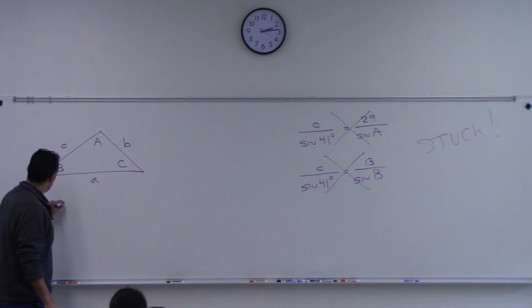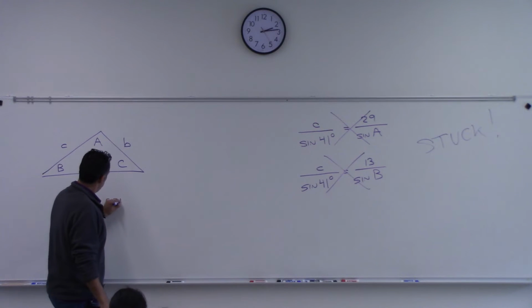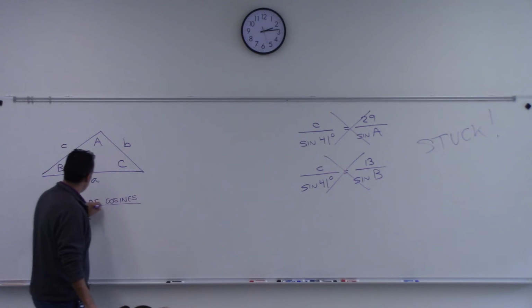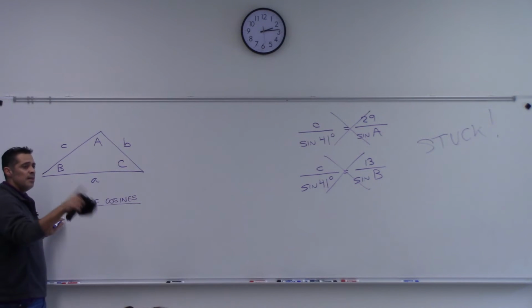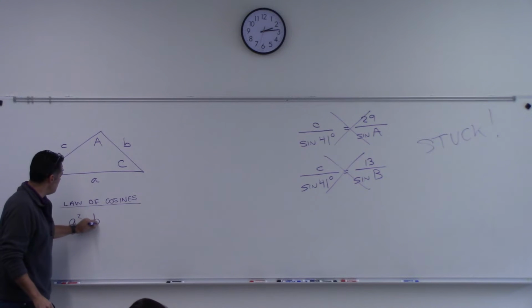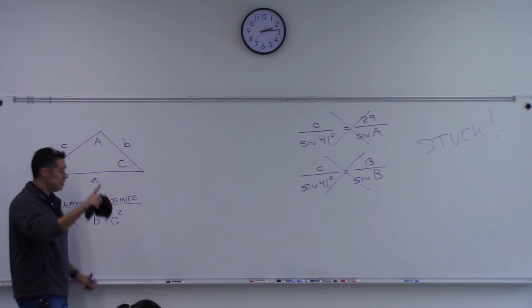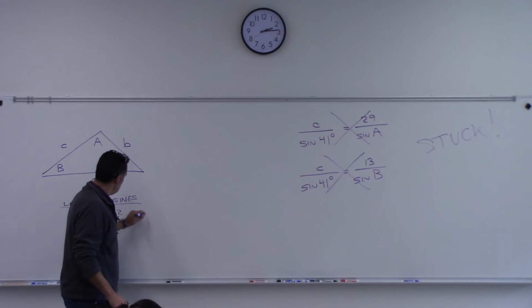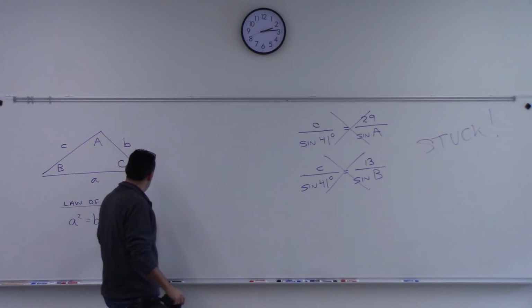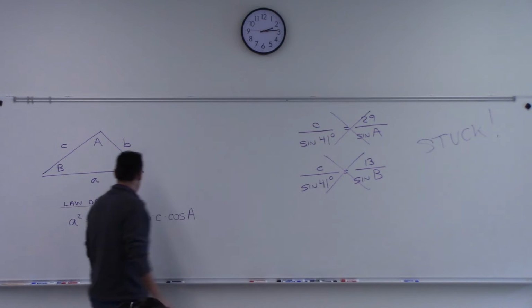Law of cosines. The first equation says this: a squared must be equal to b squared plus c squared minus 2 times b times c times cosine of capital A.